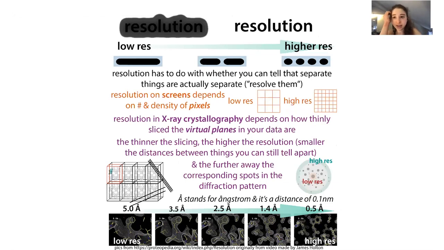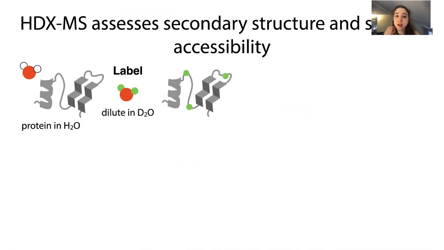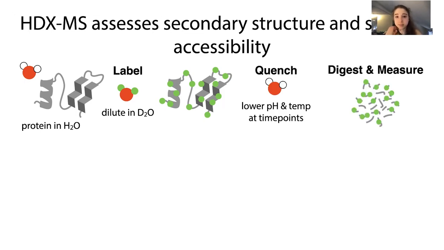One technique that you can use to get more information about regions that might not be cooperative for those structural biology techniques is one that I've used, HDX-MS, or hydrogen deuterium exchange mass spectrometry. It can address secondary structure, so things at the backbone level. Strong secondary structure is going to prevent the protein from getting labeled by deuterium. Basically you have a protein and then you label it with deuterium, which is like a heavy water.